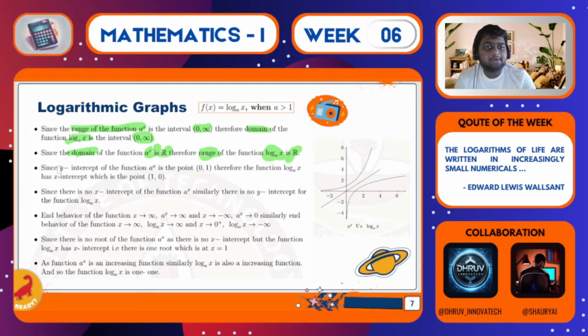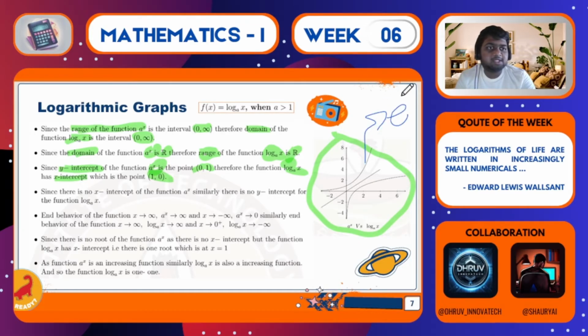The y-intercept of the function a^x is at the point 0, 1. Therefore when you take log x base a, the x-intercept will become 1, 0, because for the inverse, input will act as output and output will act as input. Here 0 was the input and 1 was the output. Here 1 will become input and 0 will become output. As you can observe here, the graphs are reversed. This is the exponential function graph and this is the log function graph.